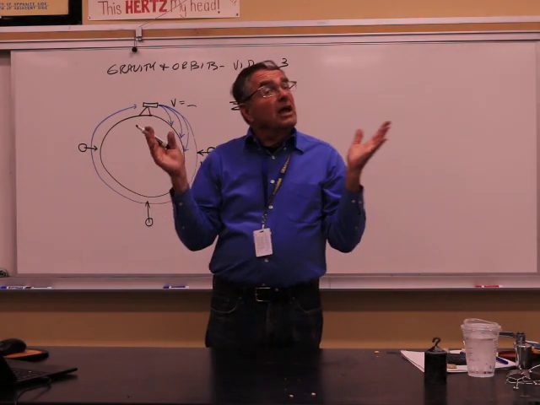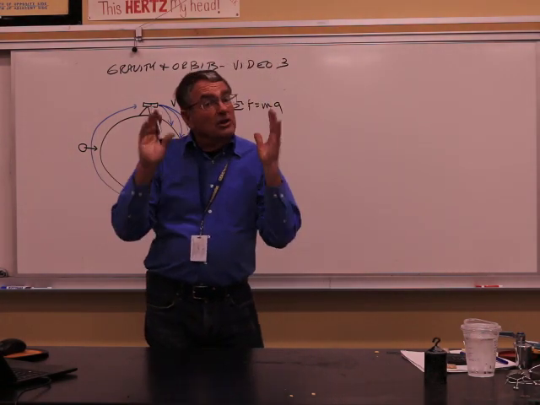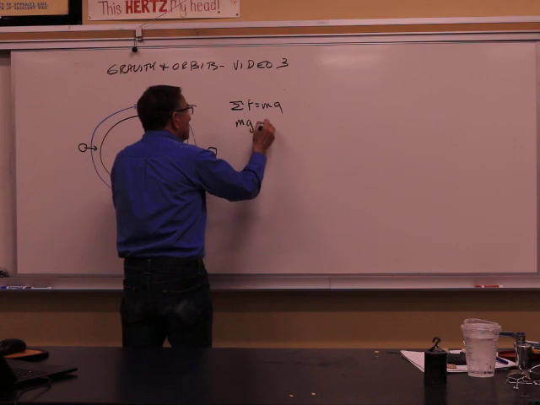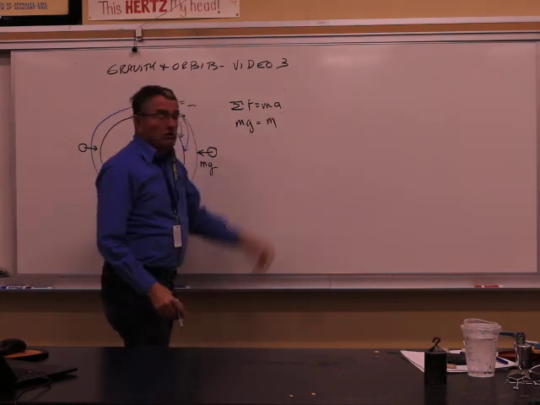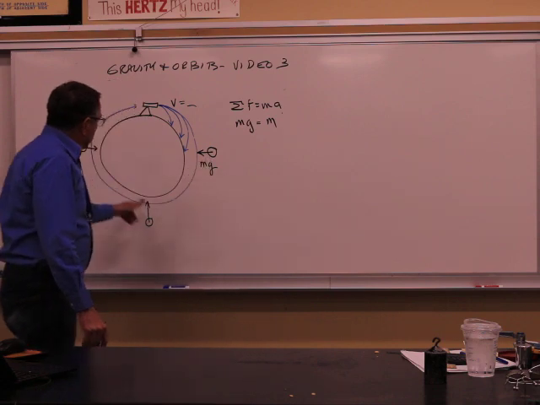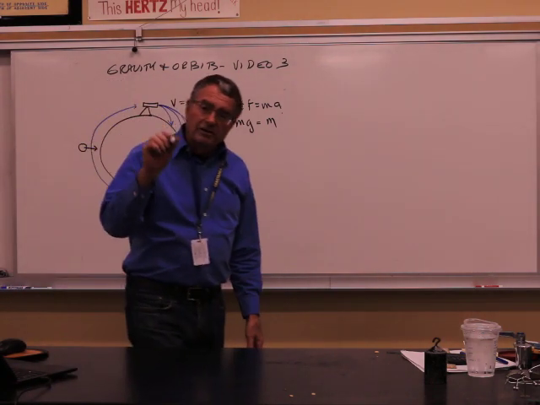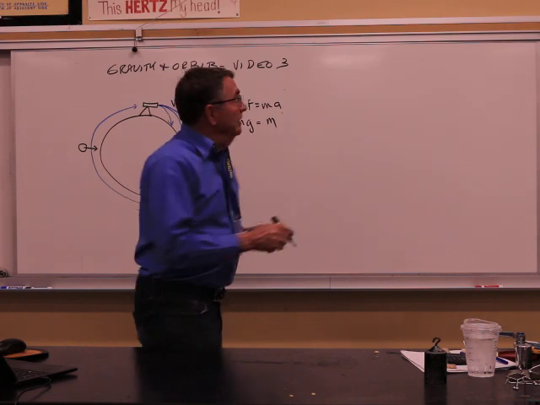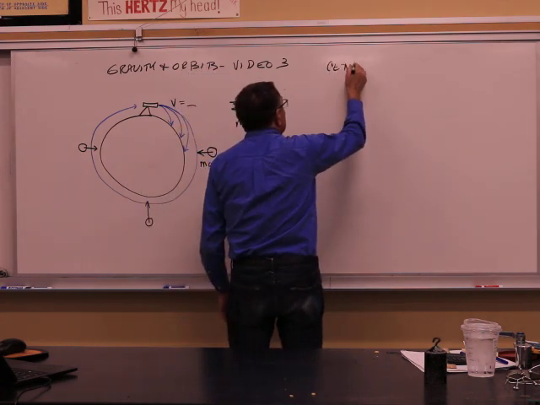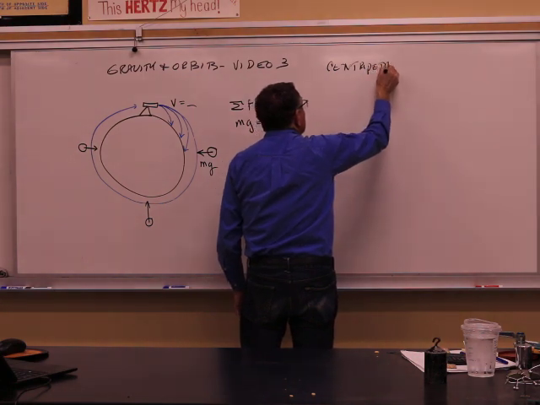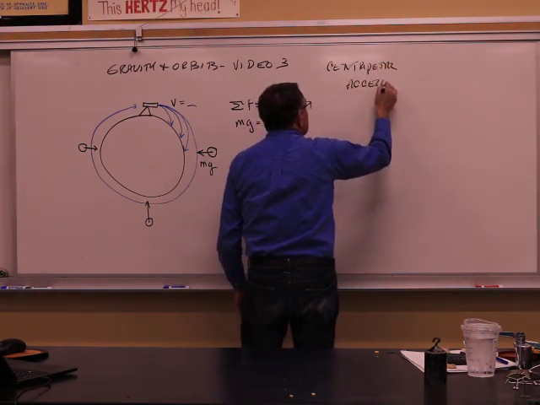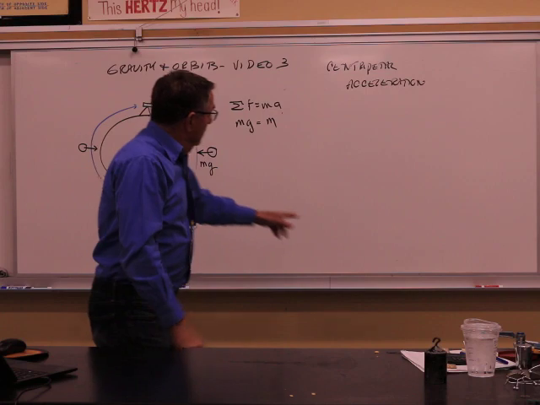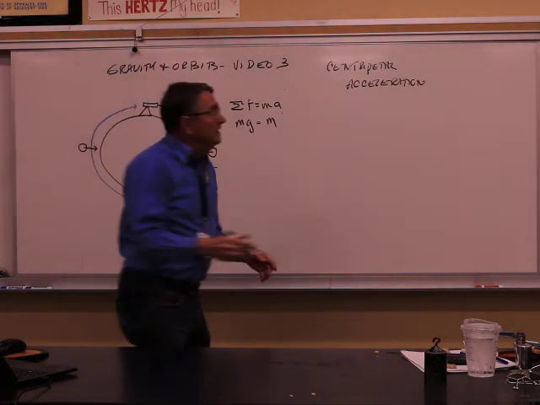Out in space, there's no air. It's a vacuum, no air friction. The only force on it is the weight, mg, mass. Now, acceleration. That is always accelerating. When you go in a circle, you always accelerate towards the center. It's called the centripetal acceleration. That always occurs whenever you go in a circle. Or if it's a circle, therefore the acceleration is centripetal.